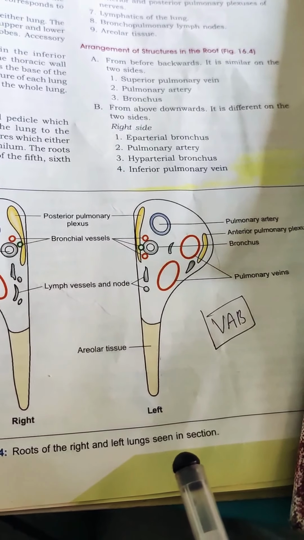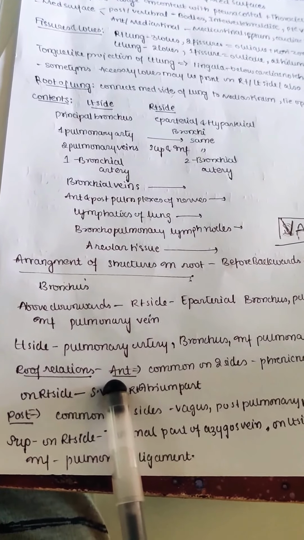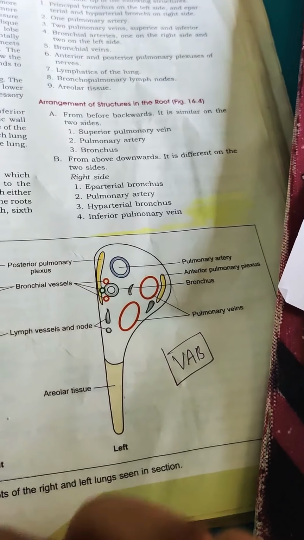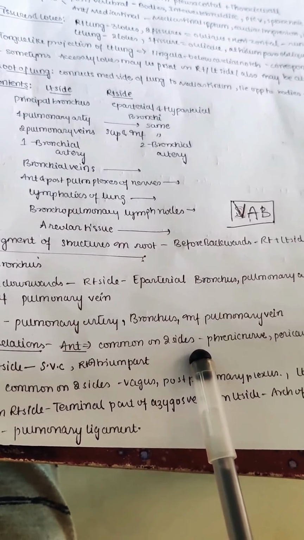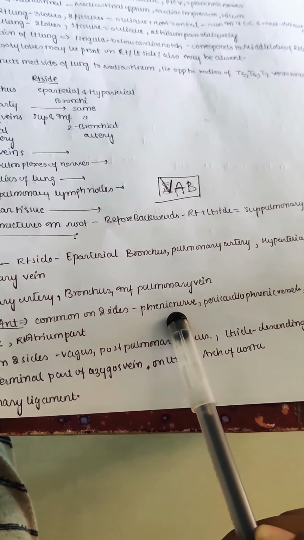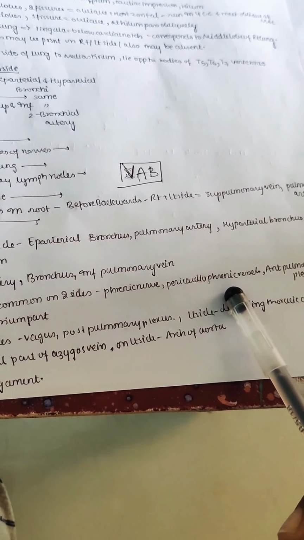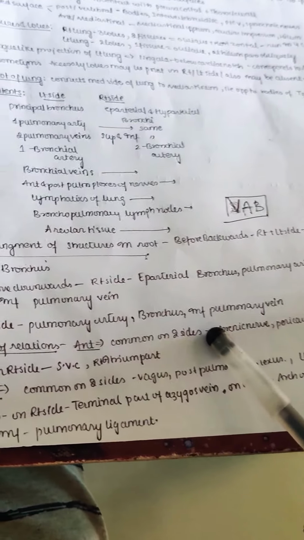Now we will move on to the relations of the root. Here you can see these are the relations to this root. Mainly anteriorly, it is common on both sides, left side and right side: the phrenic nerve will be anterior, and also the pericardiophrenic vessels, and also the anterior pulmonary plexus. These are all the common structures present on the anterior side.